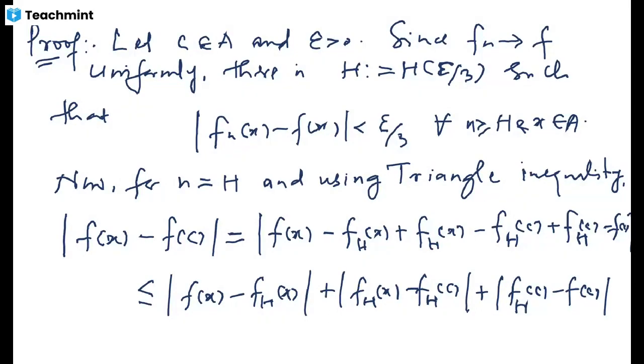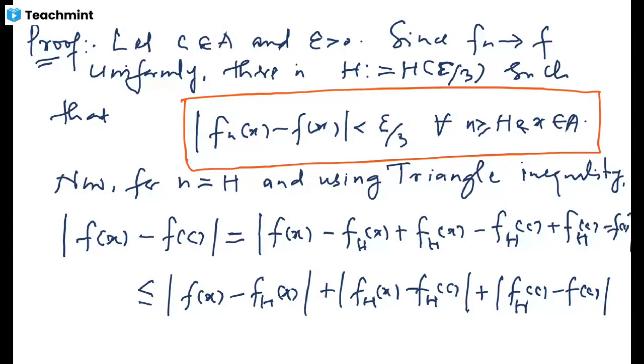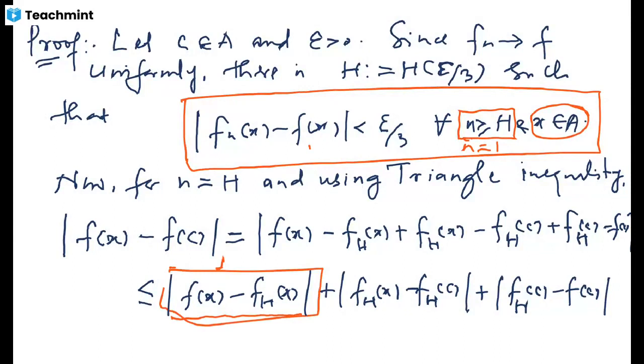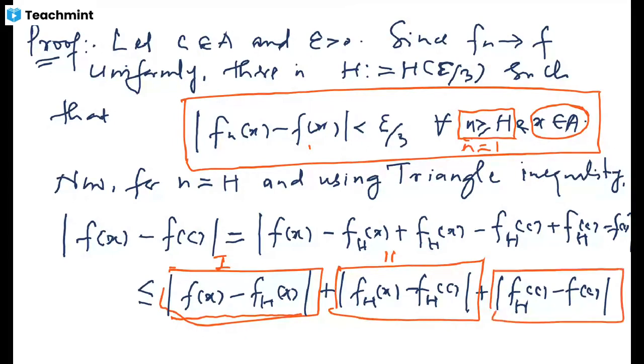Now, look at this thing. This inequality in the red box says that the distance of the sequence term f_n and the function f at point x is less than epsilon whenever you take n greater than or equal to h. In particular, I have taken n equal to h here, so for n equal to h this inequality will also hold. That means x can be anywhere, x just needs to be in A. So let me name them: this is the first term, and then this is, let's call it, the second term, and this is the third term.